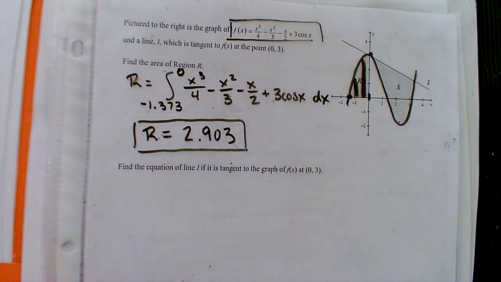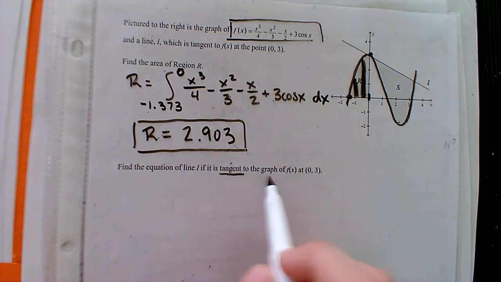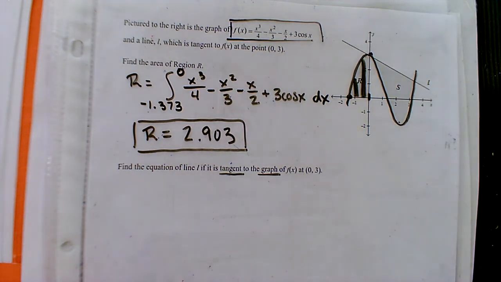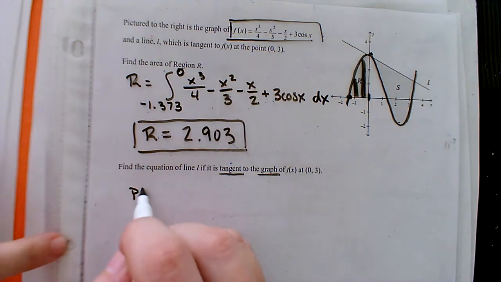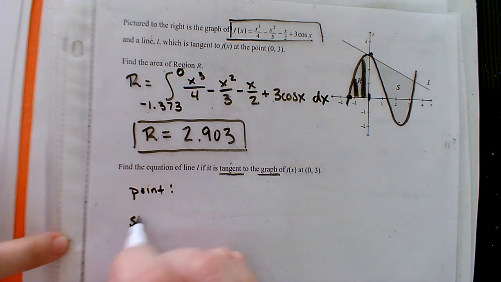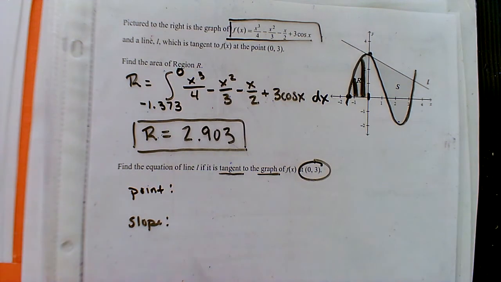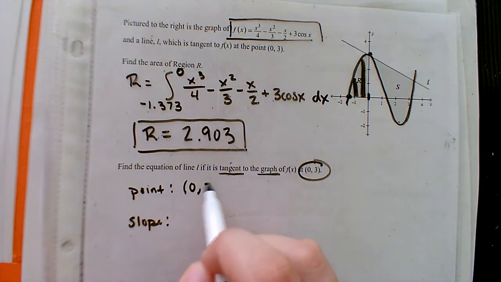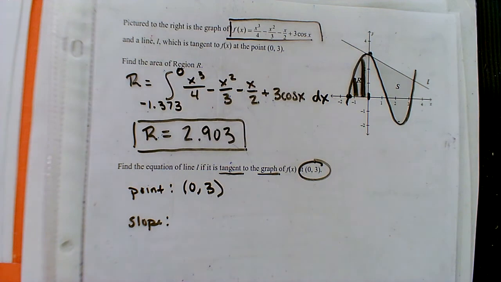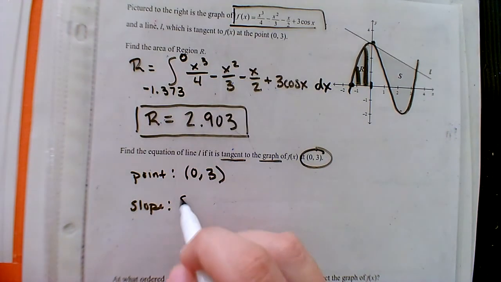Find the equation of line L if it is tangent to the graph. How do you find the equation of a tangent line? Point and a slope. All right. And we want to find it at the point (0, 3). So we already know what the point is. That's nice. Now we've got to figure out the slope, which comes from the derivative.